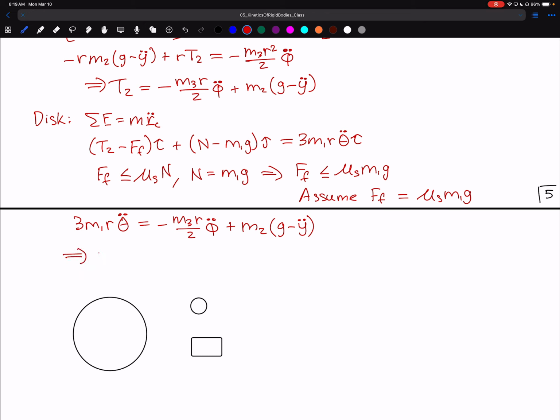So we'll get here 3 m1 r theta double dot plus m3 r over 2 phi double dot plus m2 y double dot, and that's equal to, so hold on, I left out the friction. On the right hand side in the top equation we should have our friction force, which is going to be mu_s m1 g, and then in the second equation we're going to get m2 g minus mu_s m1 g.